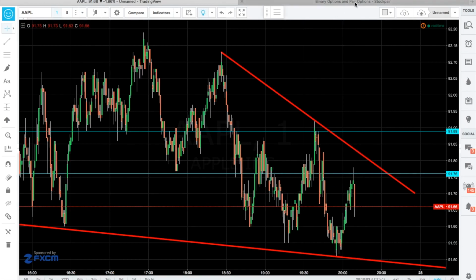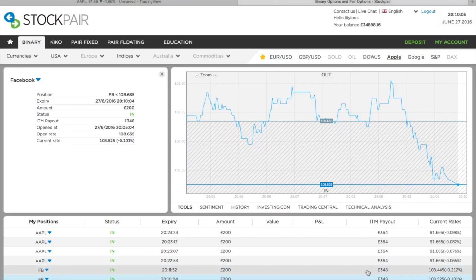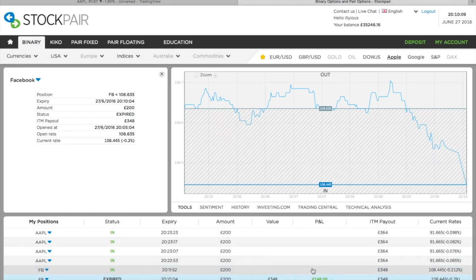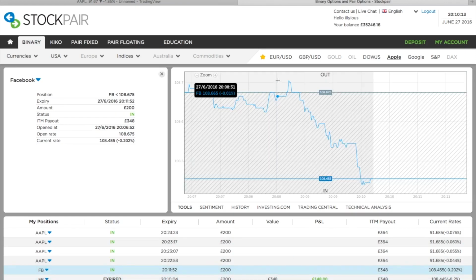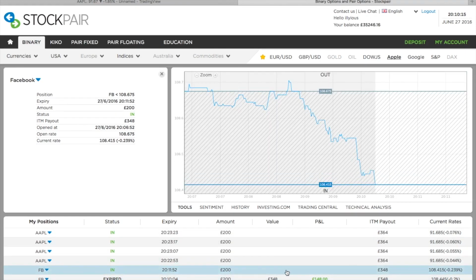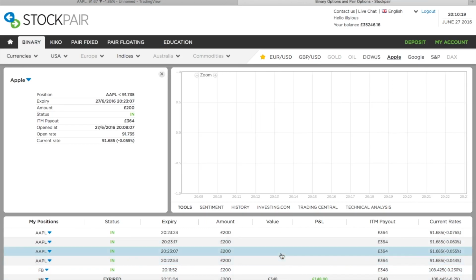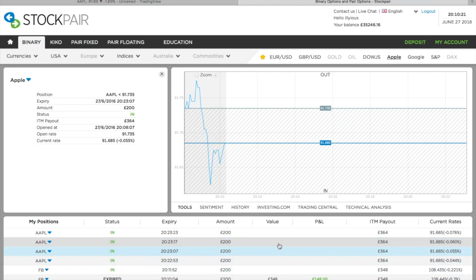As you can see, it's dropped loads. We're about to win this Facebook. There we go. We've won that. Next Facebook. We're a bit off. We're going to have to wait this one out. Apple. It's going to take a bit of time to wait for this trade to go.